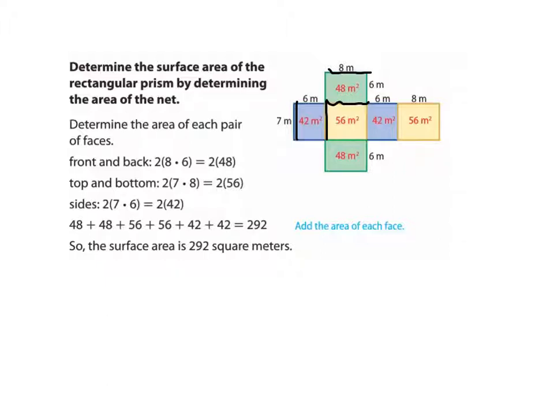You can take the 42 and multiply it by 2, because there's 2, 48 times 2, and 56 times 2, and then add everything up. Or you can do 48 plus 48, 56 plus 56, 42 plus 42, and that gives you 292. So the surface area is 292 square meters.